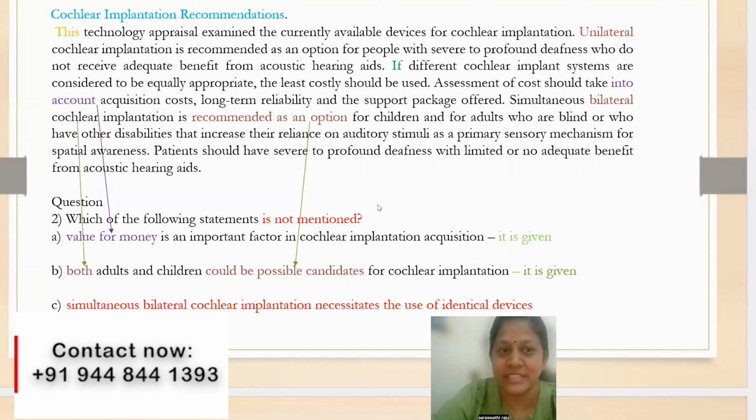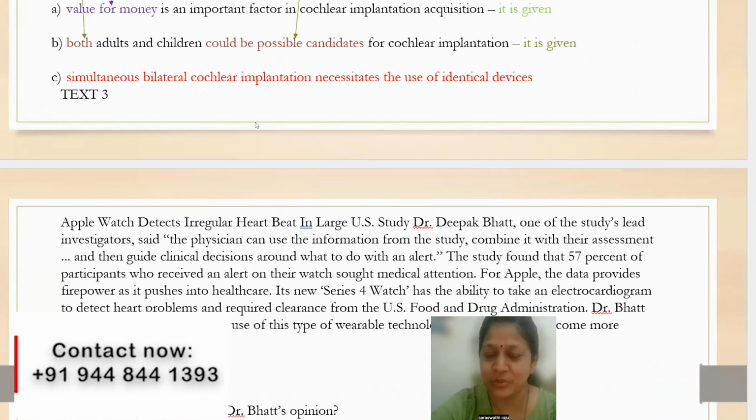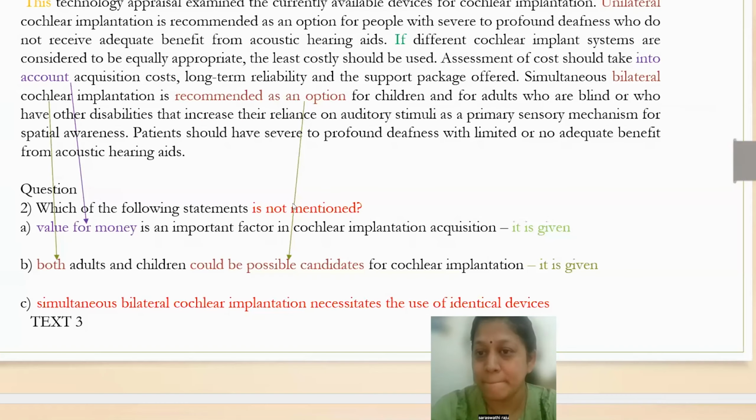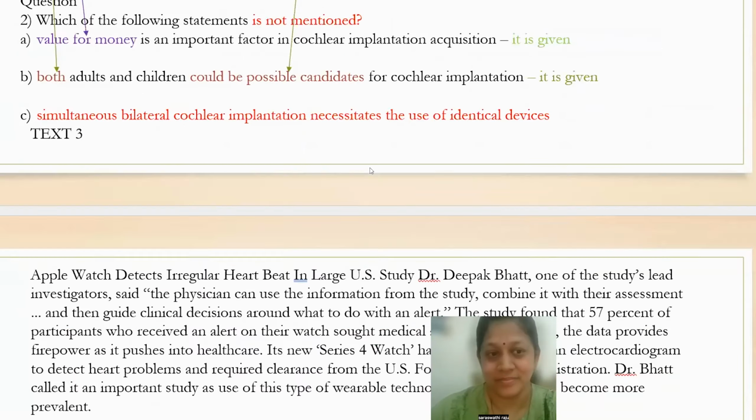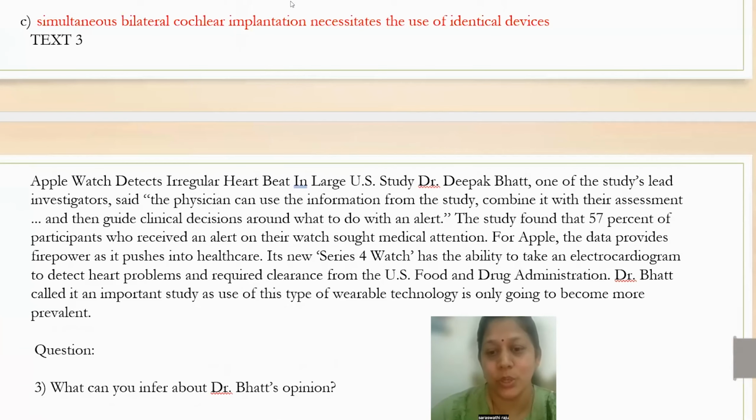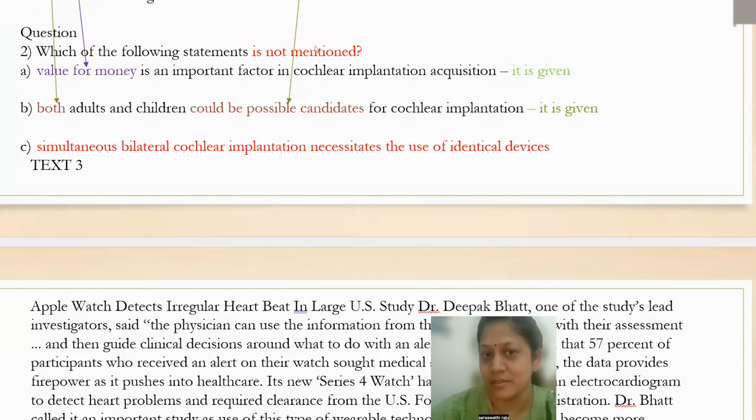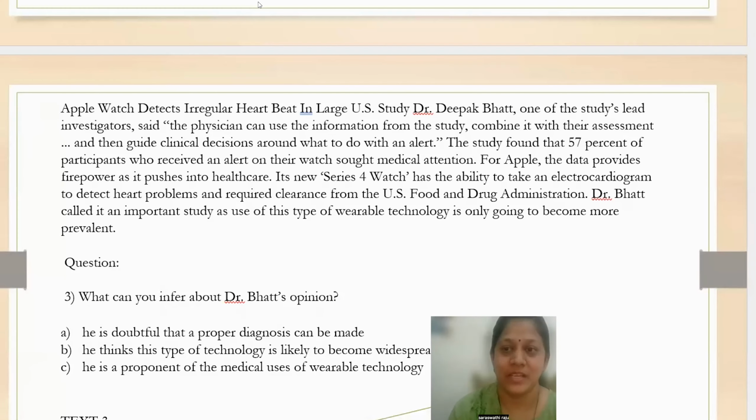Is that clear, friends? Do you have any doubt with the second question? So shall we move to the third one? Option C is the answer. The other two are mentioned in the text. Okay, thank you. Yes, ma'am. If you have any doubt, you can ask me, okay? In between, you can ask, otherwise you can note it and ask in the Q&A time.